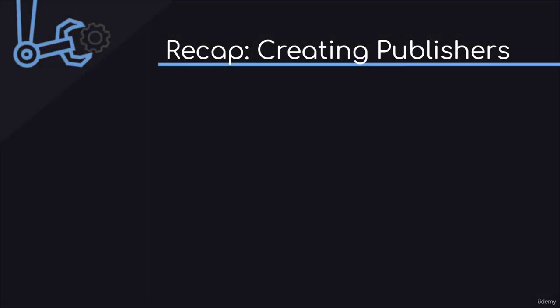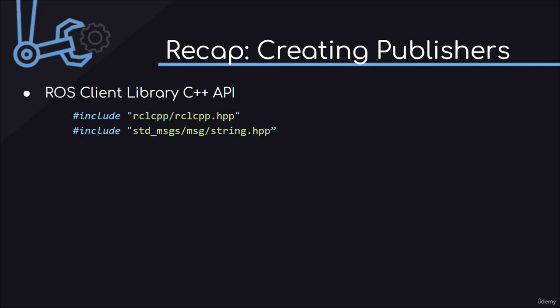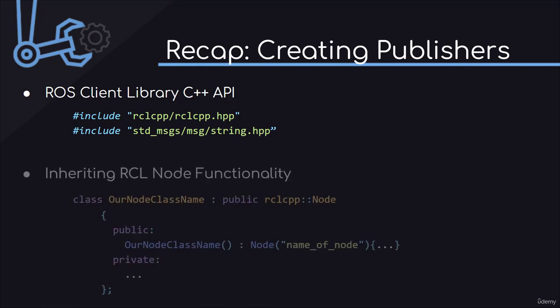Alright, so in this lecture, we created a publisher node in C++. Now, the first thing we had to do was include our ROS client library C++ API. So we did that by including the header files for rclcpp, as well as including the message type we planned to use with our publisher, which in this case was a string. And as I mentioned before, we'll talk a little bit more about these message types in a future lecture.